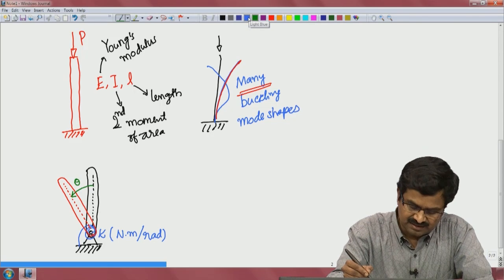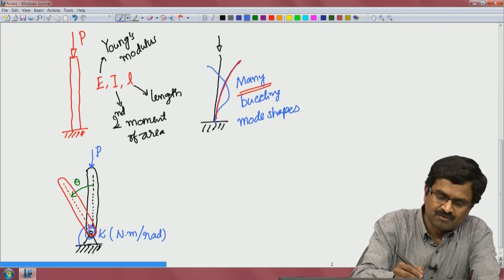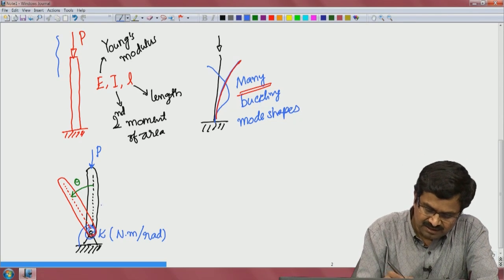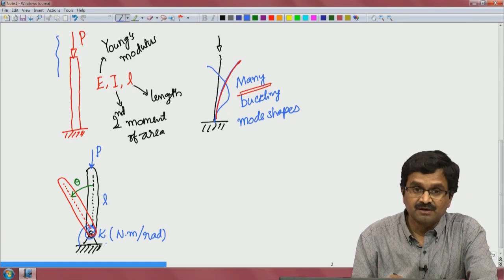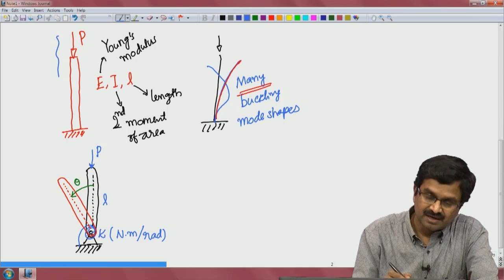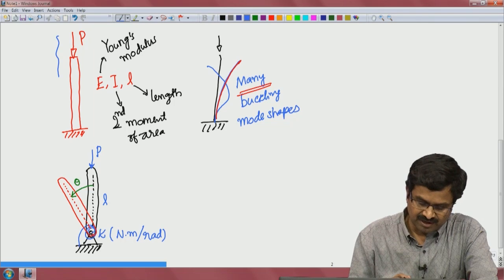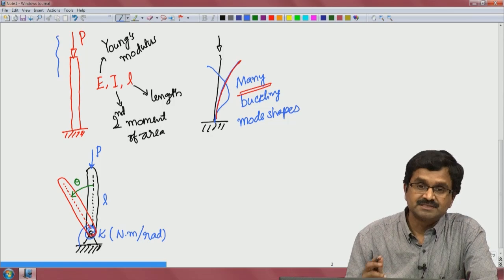Now, let us say that there is a compressive force there, just like what we have over here, a P. Let us call the length of the bar L, and there is a torsion spring constant, rotational spring constant kappa, which is Newton meter per radian. As it turns, there is going to be a torque generated here. Let us take this problem and see what happens when we start with theta equal to 0 and apply load P.